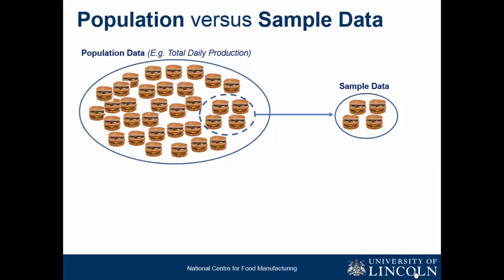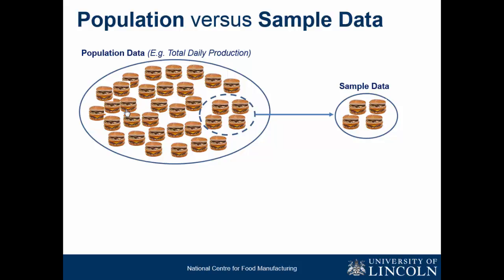And in this presentation, we'll be looking at two different types of data. We have the population data, we have the sample data. Now, I want you to know the difference between the two. When you're talking about population data, you're talking about all the data. For example, it might be total daily production, or it might be total monthly or yearly production.